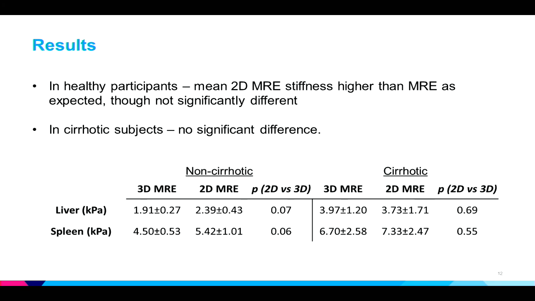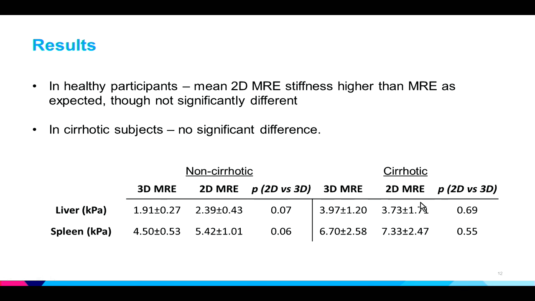So what did the results show us? So with the 2D MRE, as we expect in healthy people, we get a higher stiffness. So that's because as the wave is traveling through, it's not going to be planar, and the wavelength is artificially increased, so we get a higher stiffness. We didn't quite reach significance, almost there, we couldn't do it.